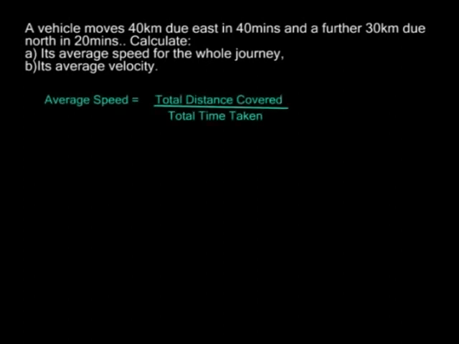In the solution, average speed is equal to total distance over total time taken. Total distance is 40 plus 30, which gives us 70. Total time taken is 1 hour, which gives us 70 over 1, which is equal to 70 kilometers per hour.